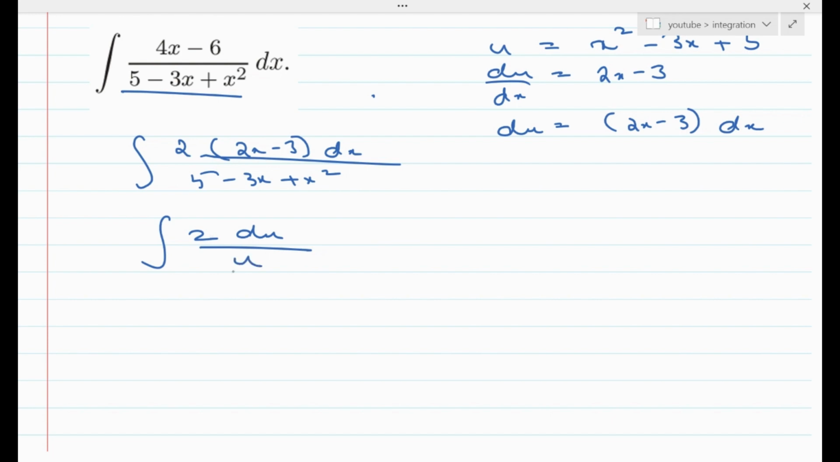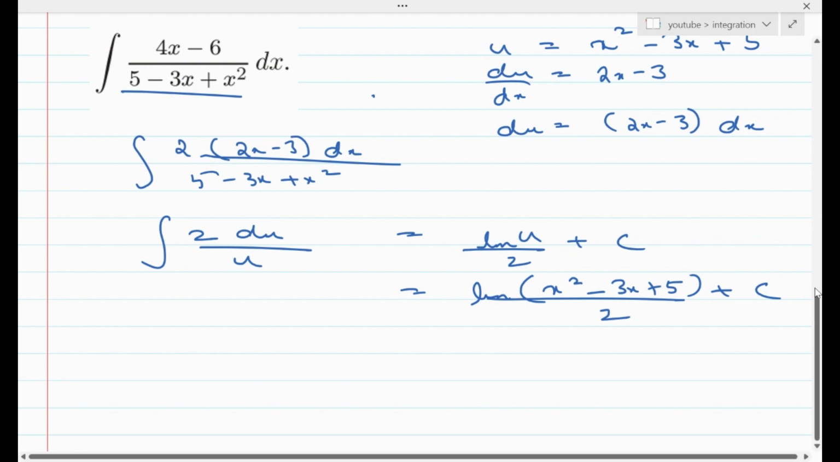u. And what is integral of 1 by u? It is nothing but ln u divided by 2 plus c. And over here, u is nothing but x square minus 3x plus 5. So your final answer is going to be ln x square minus 3x plus 5 divided by 2 plus c.